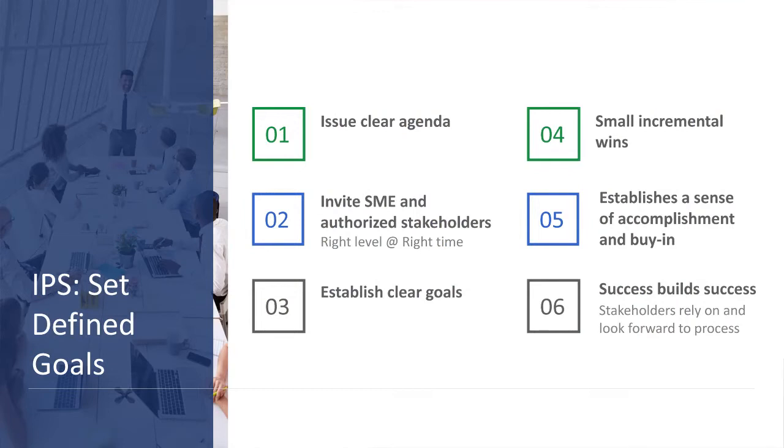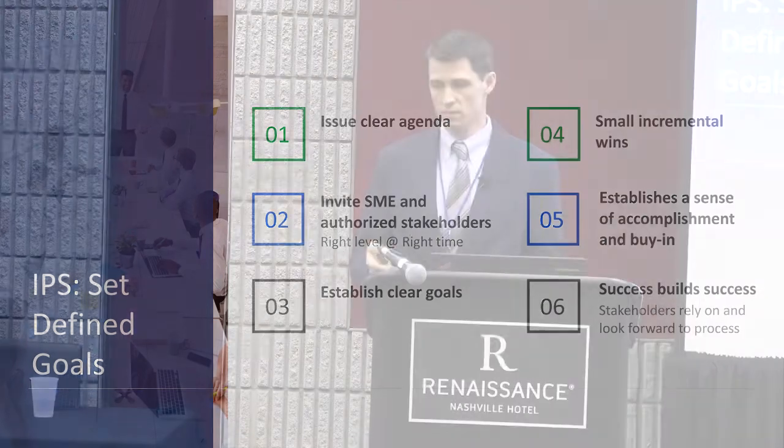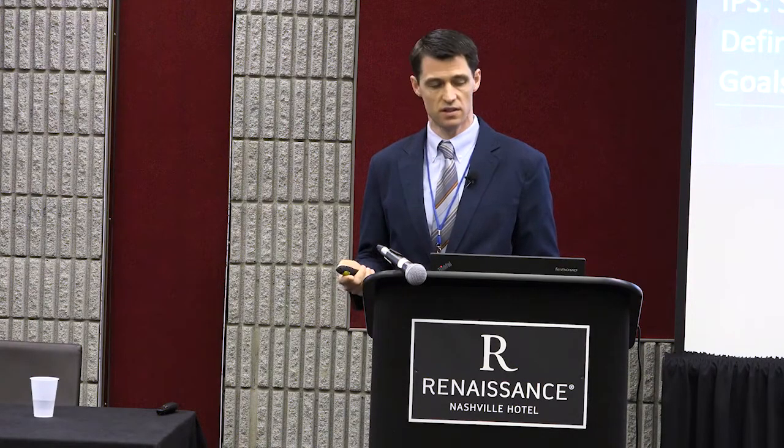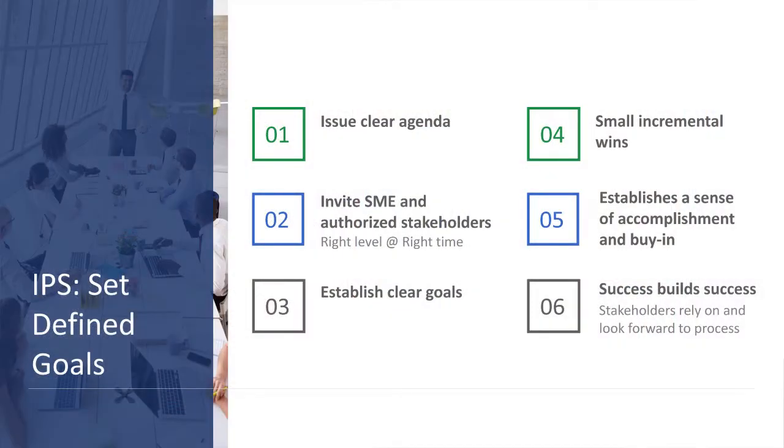The next thing is to talk about our goals. How are we going to define our goals for each meeting? What are we going to talk about? What are the priorities? Being very clear in the topic for each agenda, issuing a clear agenda to the team, getting the right SMEs and stakeholders, authorized stakeholders at those meetings. You want to make sure you have the right people represented all the time.